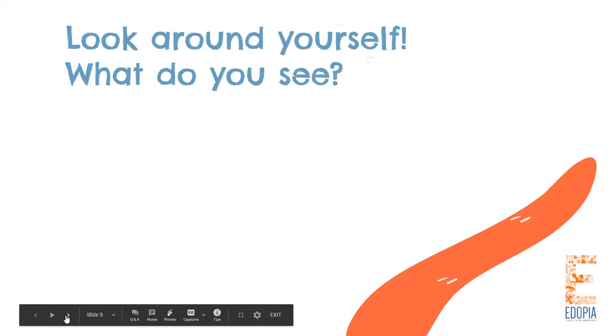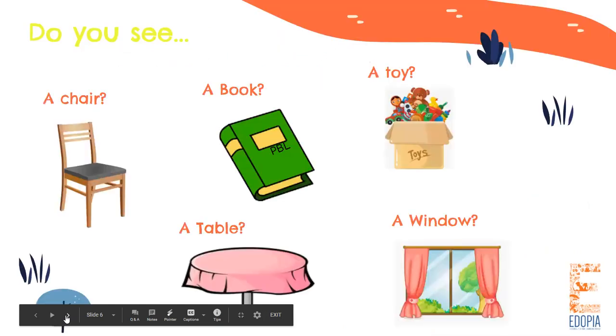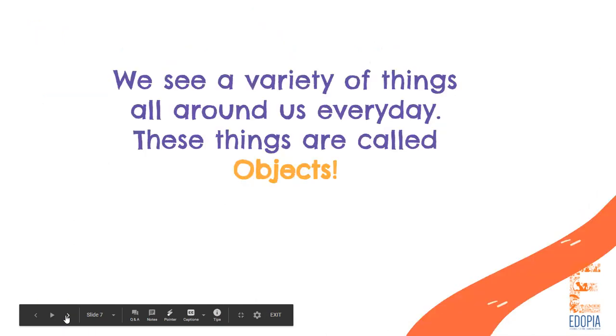So moving on, we talked about when you look around yourself, what did you see? You guys brought a lot of different things, different objects, and we discussed them some more. You saw a chair, a book, some toys, tables, windows, bottles, laptops, etc. All those things that you see around you, we all see a variety of things around us every day. And all these things are called objects.